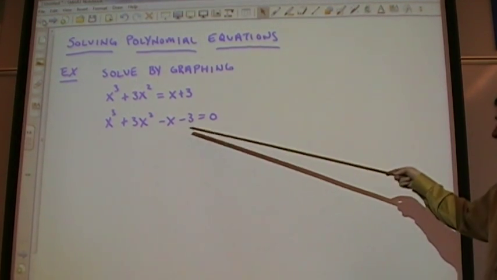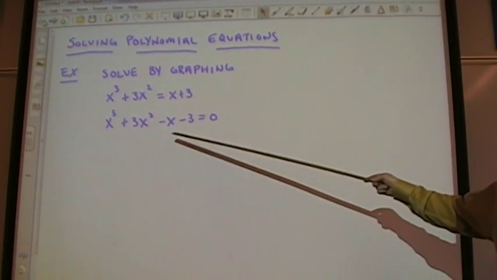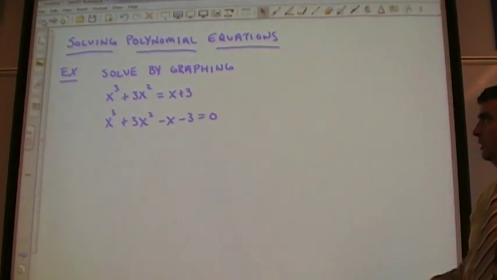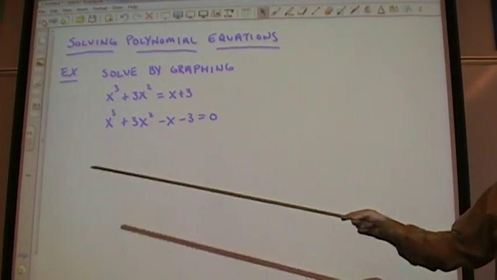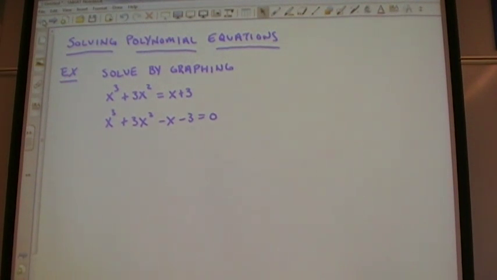I think it's a lot easier to go this way because you only get one graph. Here you get two graphs and have to compare those two. So first thing you need to do is put it in standard form. X cubed plus 3x squared minus x minus 3 equals 0.